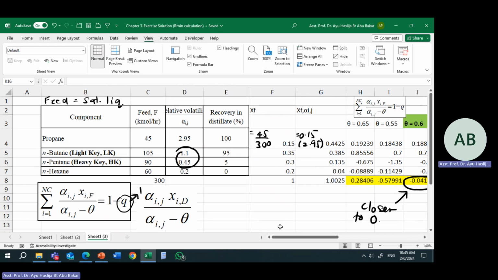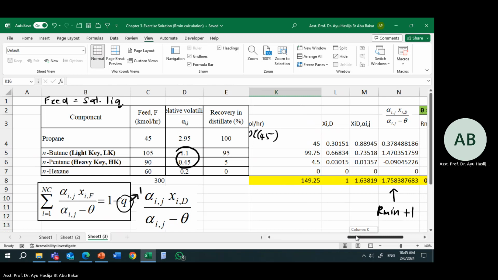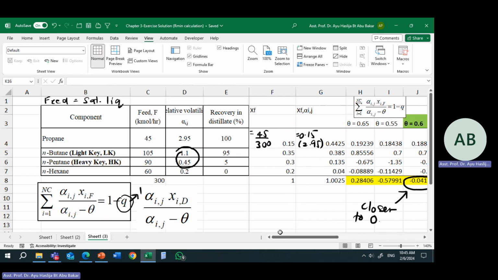It is part of chapter 1. This is not yet the final part. After you get the R min, there is another step where you will require the R min to calculate the vapor load. Before we go to the vapor load, any question on this part before I move? Clear? Okay, we move to the slide.